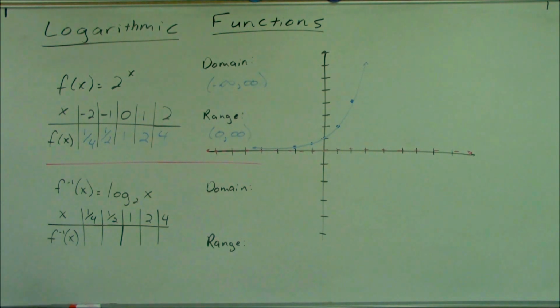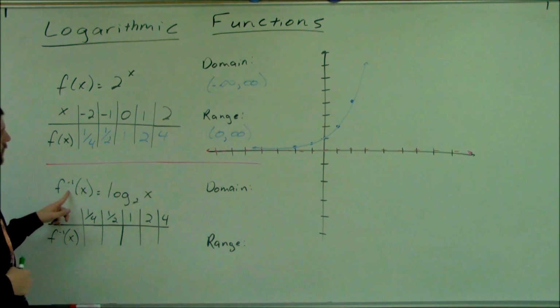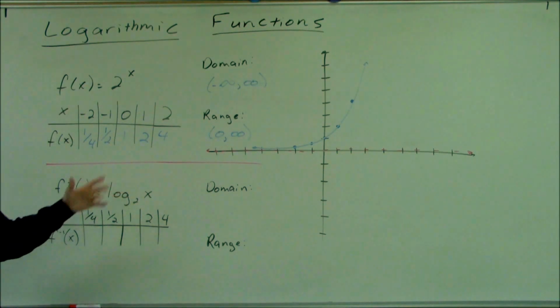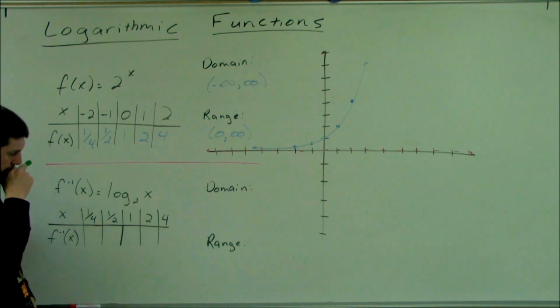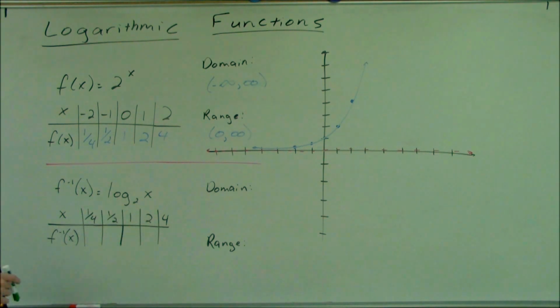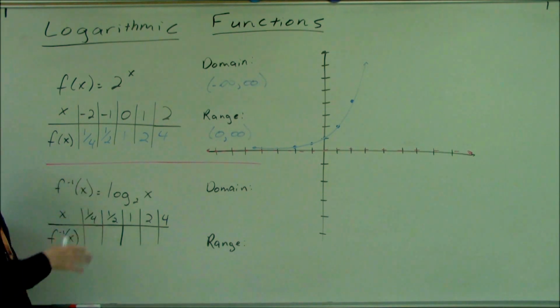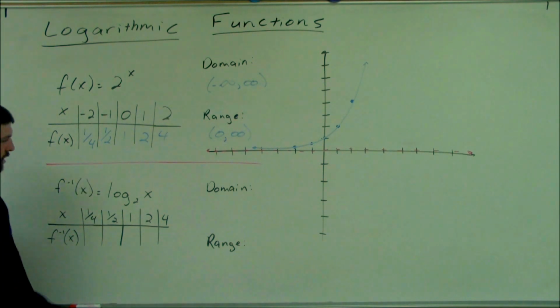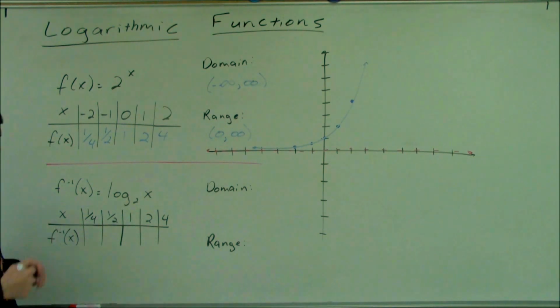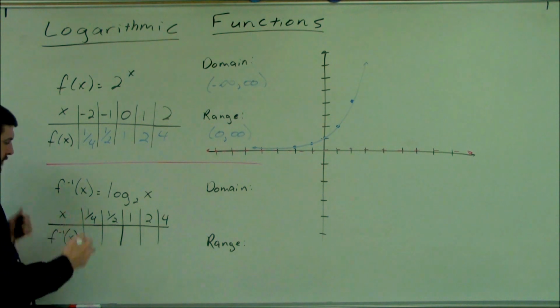Well, let's look at what's going on with logarithms. If the logarithm is the inverse, 2 to the x, the inverse would be log base 2 of x. So I picked some points here that are easy to work with, things that we should know what the log is. Remember, log asks the question, what exponent causes this to happen? So, 2 raised to what power is 1/4? Well, it's reciprocal 2 times, so negative 2.